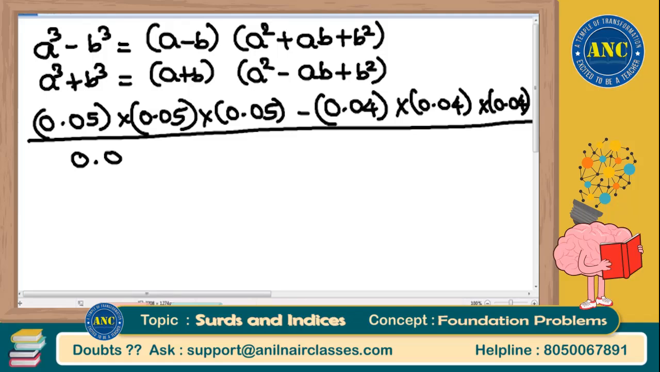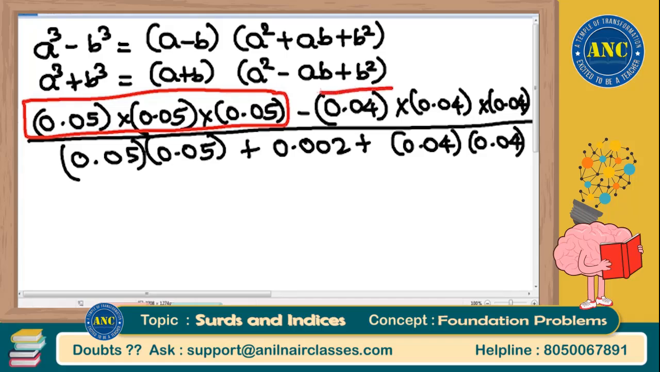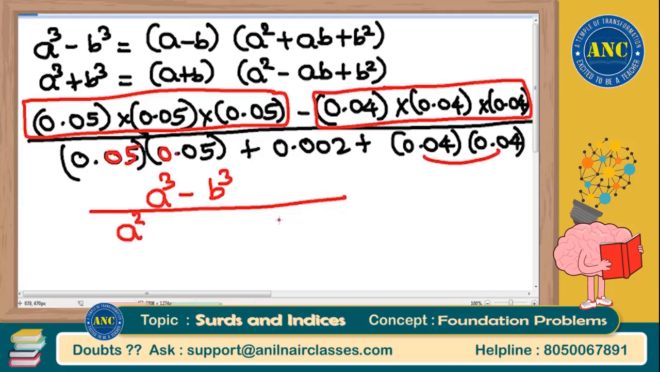I believe that you are able to understand the question. 0.05 into 0.05 plus 0.002 plus 0.04 into 0.04. I need to find the value of this expression, whatever I have written. Now, this is nothing but 0.05 whole cube. This is nothing but 0.04 whole cube. That means first term is nothing but a cube, second term is nothing but b cube, divided by first term a square, and in the last term, b square plus.